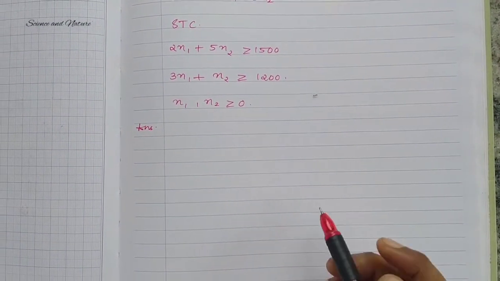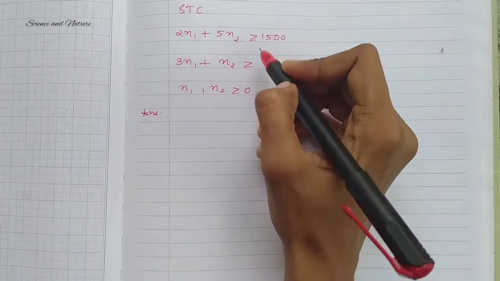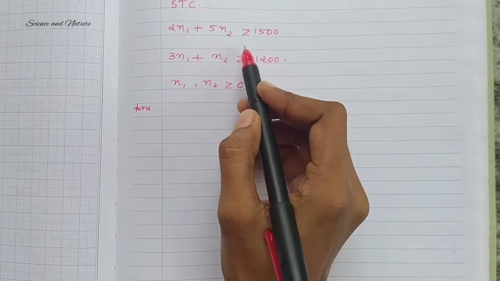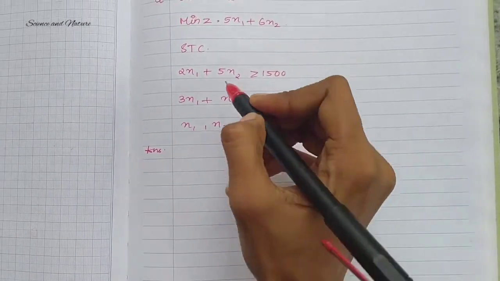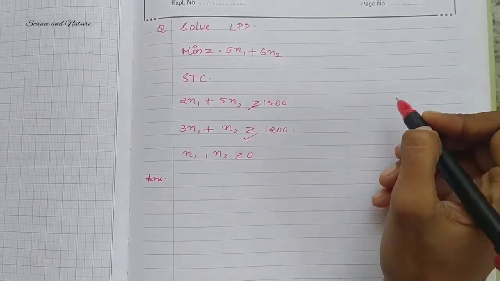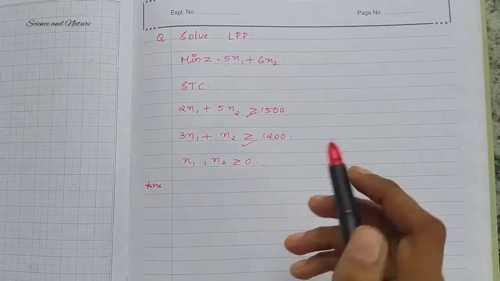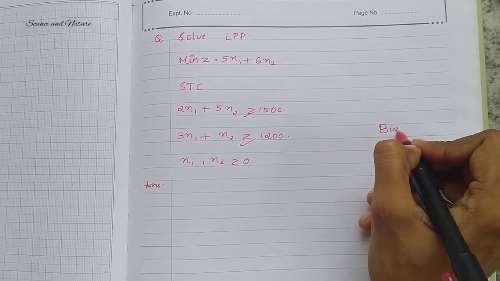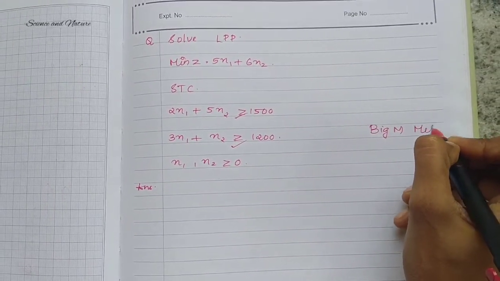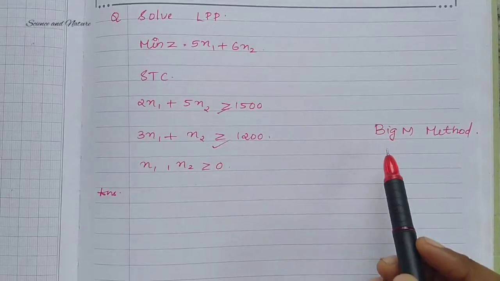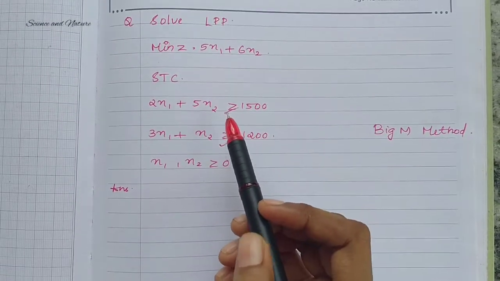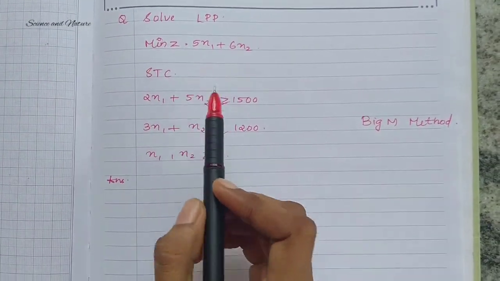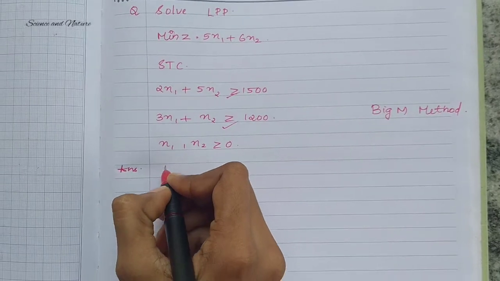So, in order to find that, we need to check whether the constraints have greater than or equal to sign or less than or equal to. Here both are greater than or equal to. So, we can say that this is the Bingham method. In Bingham method, our objective function can be min z or max z. So, we will write the objective function.